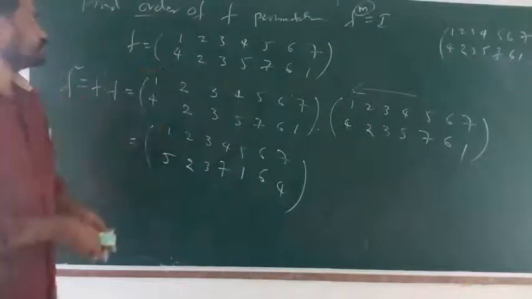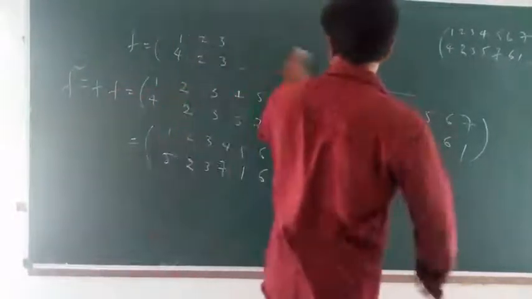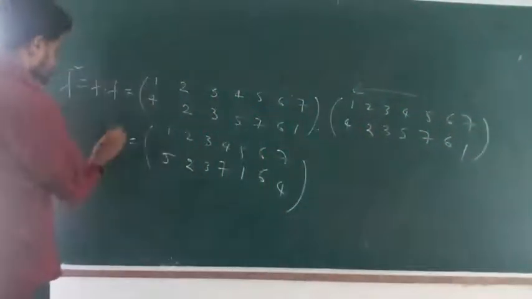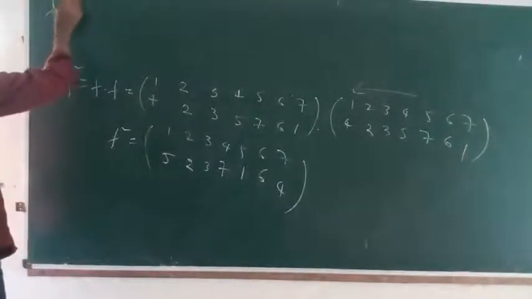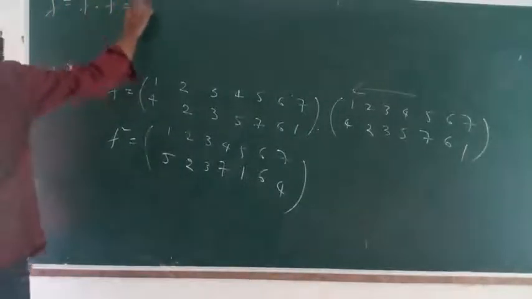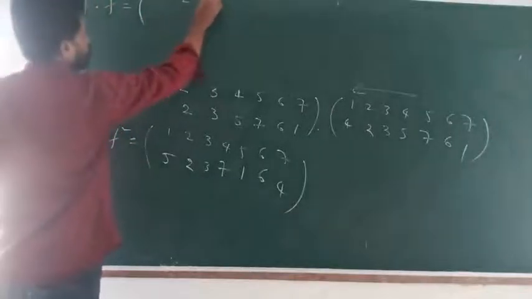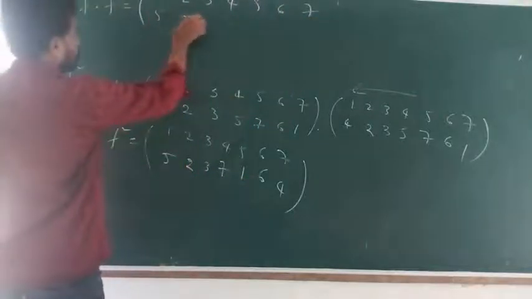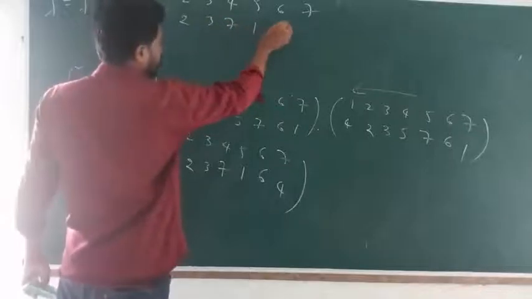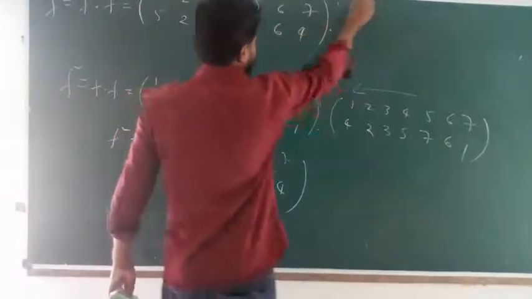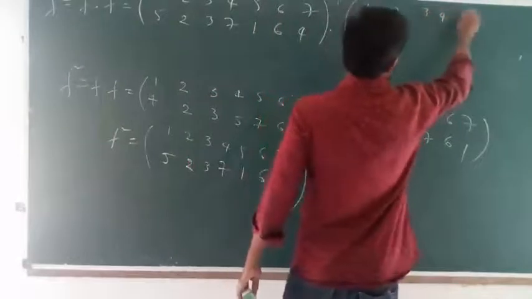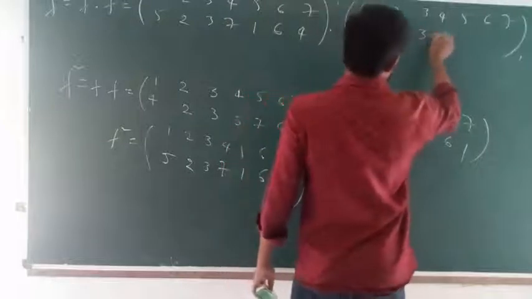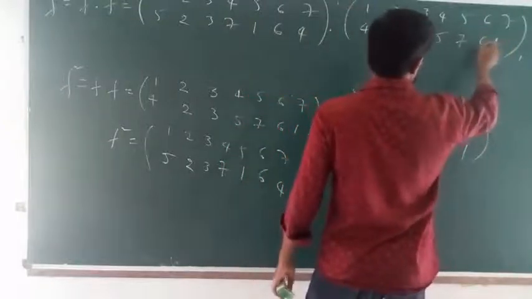Next we can do F cube. This is F square. Next F cube. F cube means F square into F. F square is 1, 2, 3, 4, 5, 6, 7 over 5, 2, 3, 7, 1, 6, 4, into 1, 2, 3, 4, 5, 6, 7 over 4, 2, 3, 5, 7, 6, 1.